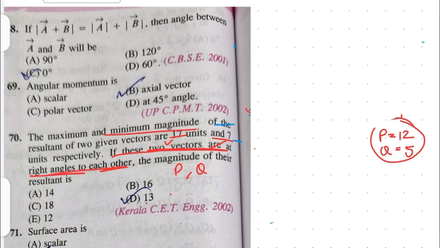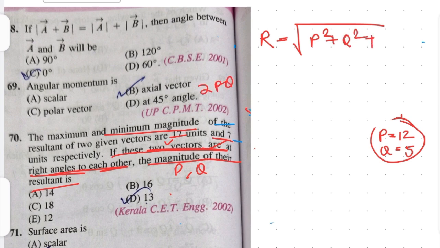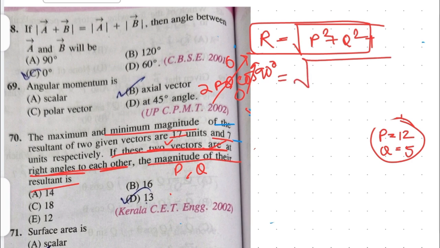If these two vectors are at right angle, what is the formula? Magnitude of their resultant. When two vectors are at right angle, it's p square plus q square. Why? Because the other part, that is 2pq cos theta, will be cos 90 degree, and we know cos 90 degree gives 0, so the total part will be 0. We'll simply remember when two vectors are at right angle, then the magnitude is root over p square plus q square. P square means 12 square, q square means 5 square.